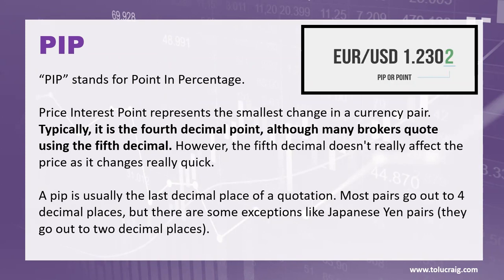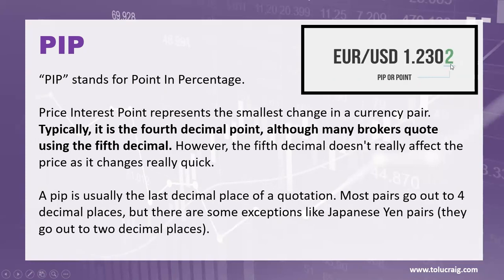Okay, PIP means point in percentage, or price interest point. So it represents the smallest change in a currency pair. Typically it is the 4th decimal point, although many brokers quote using the 5th decimal. But typically it is the 4th decimal point. So when we are talking about, oh, today I was able to make 10 pips off the market, what we are talking about is this 4th decimal point.